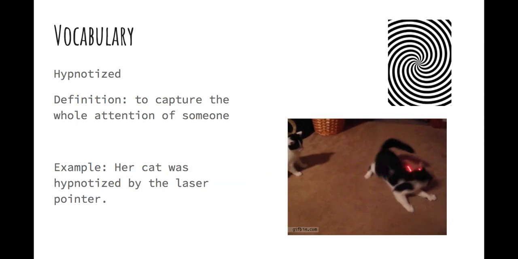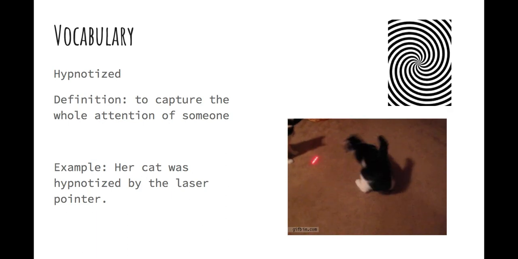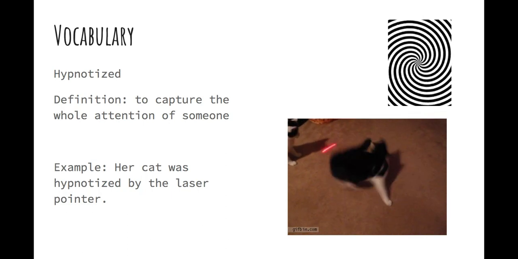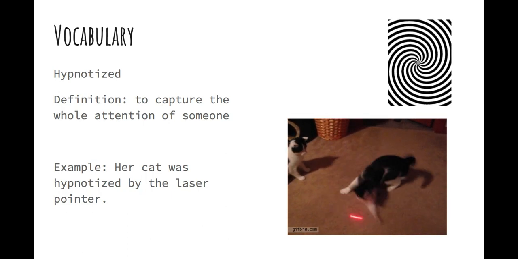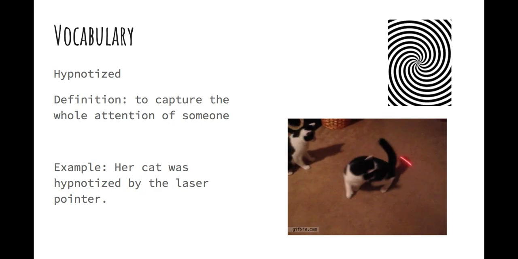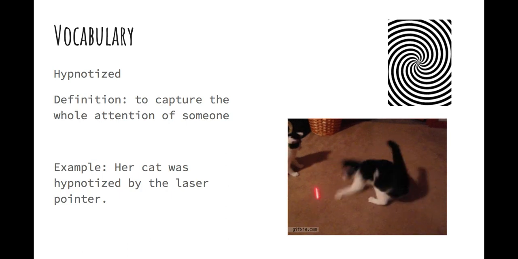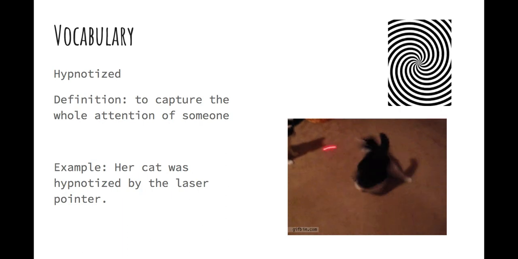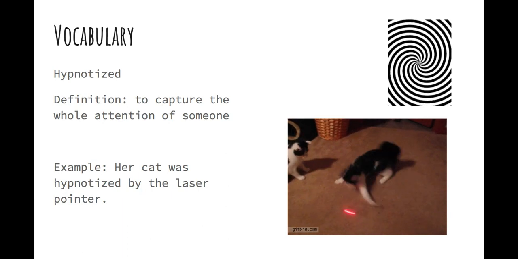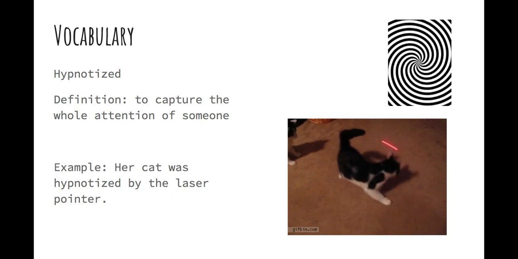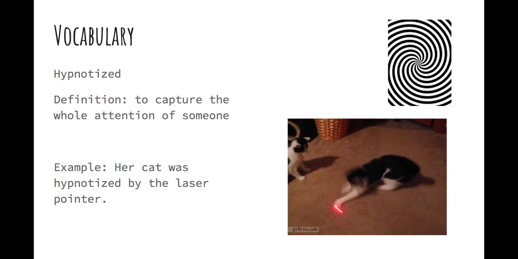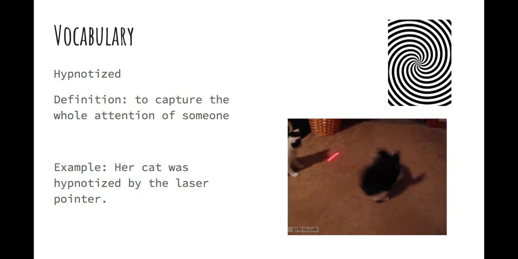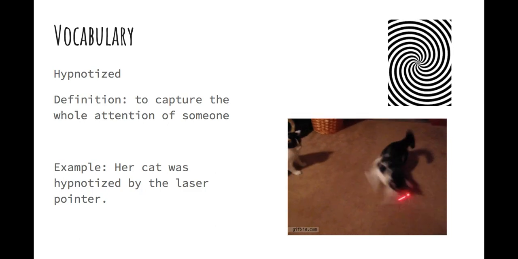The second word is hypnotized. It's being used in the past tense here. You can see that ed on the end of the word. So the root form of this word would be hypnotize. The definition of this word is to capture the whole attention of someone. The example I have here is, her cat was hypnotized by this laser pointer. But in movies and TV shows, we always see people being hypnotized, like they'll hang the pocket watch in front of someone's face, and they'll swing it back and forth until they say, "You are getting sleepy," and then they're kind of in a trance. So that means they have the entire attention of somebody.